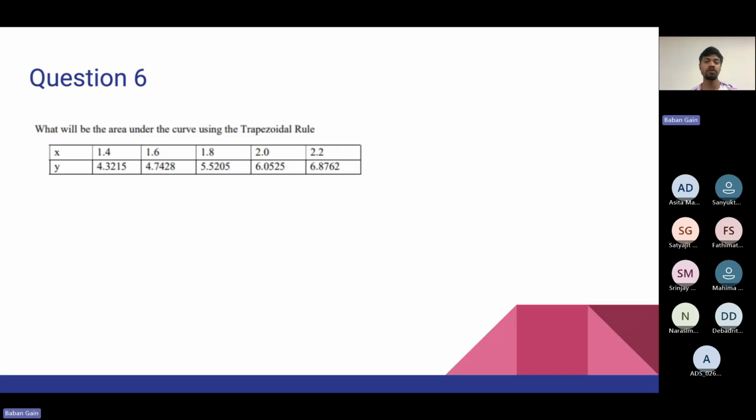Okay, then let me go to the next question. What will be the area under the trapezoidal rule? So you have a trapezium, and there are multiple points. In this case, the first is counted once, the last is counted once, and everything in the middle is counted twice. So what will be the area?